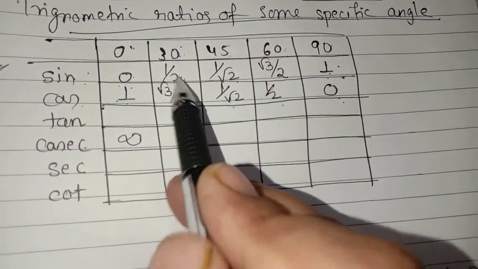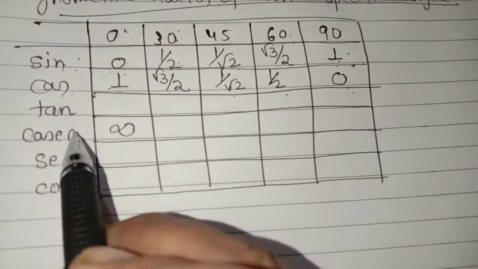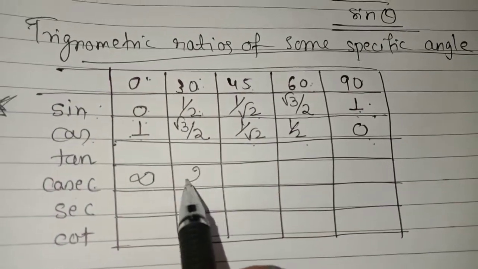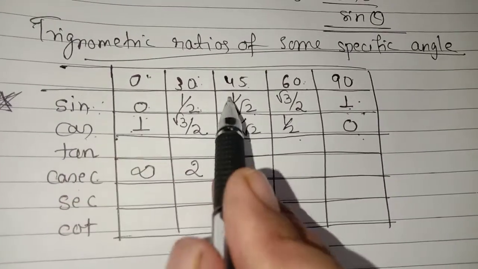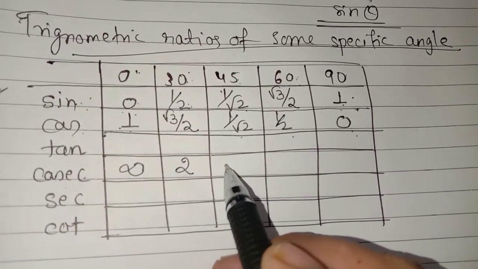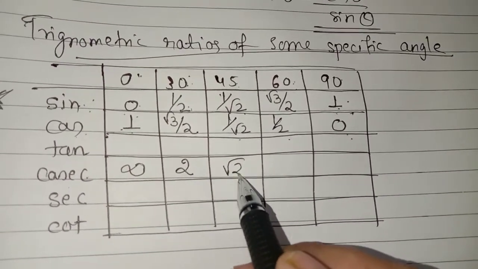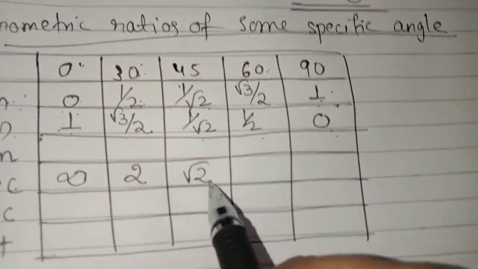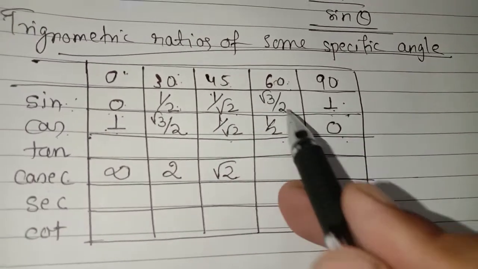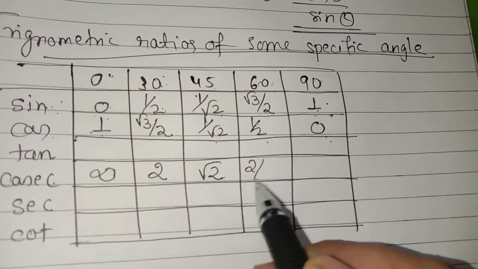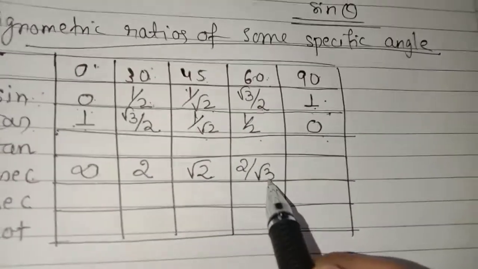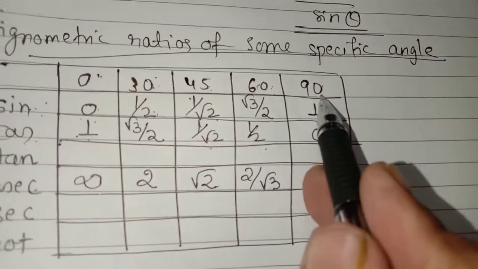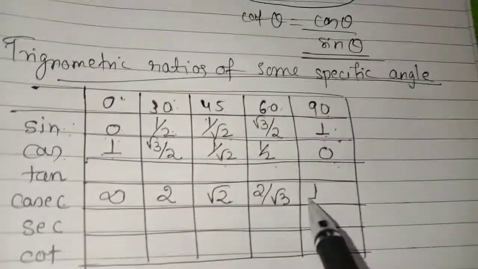Sine 30 is 1 by 2. So what is the value of cosec 30? Cosec 30 is 2. Sine 45 is 1 by root 2. So what is cosec 45? It is root 2. Okay, and the next one is sine 60, root 3 by 2. So cosec 60 is 2 by root 3. Clear? And the inverse of 1, sine 90, is cosec 90.